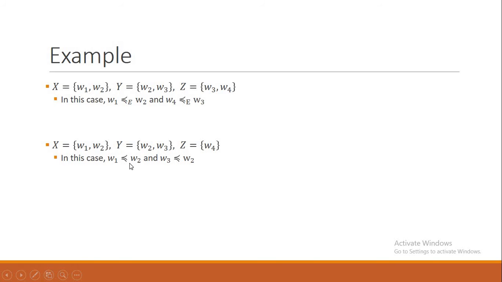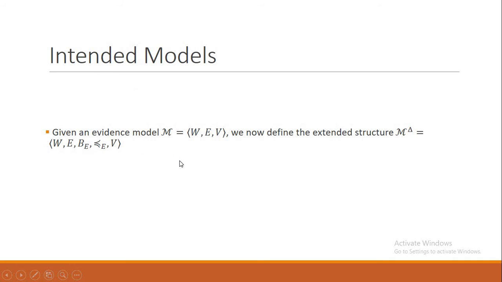In this case, W2 is more plausible than W1 because any evidence set that has W1, which is just X, also has W2. And similarly, just another example. Okay.